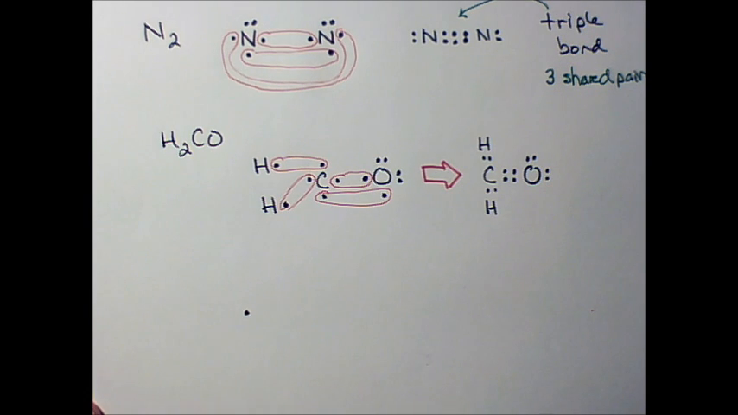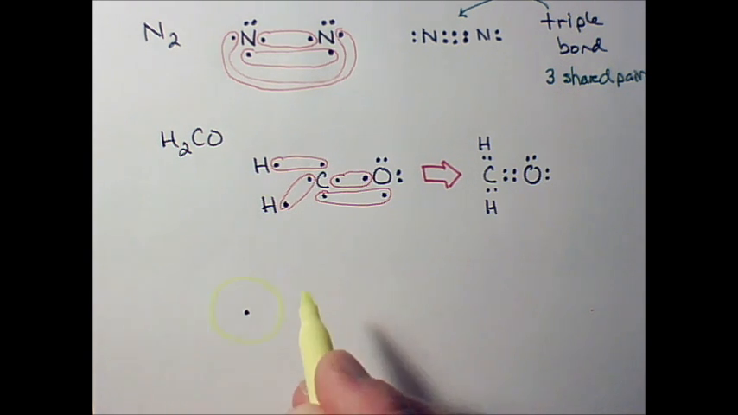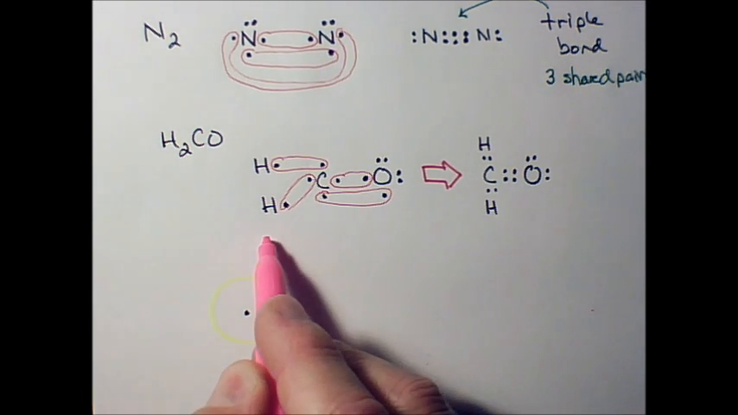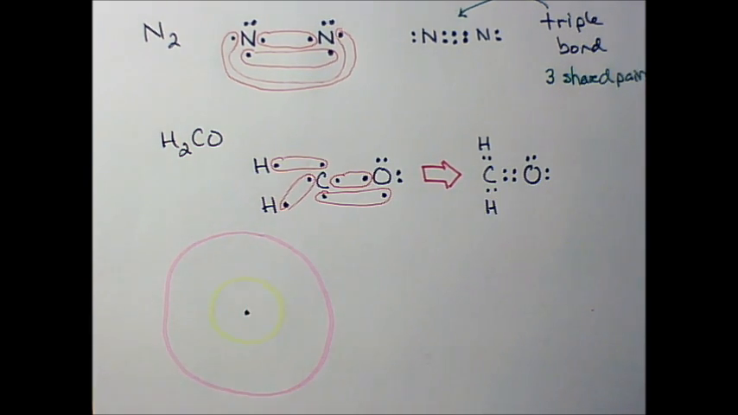Recall when we were doing the shape of the orbitals in a molecule, the first primary level only had an s sublevel, and the s orbital was a sphere. Then, when we got to the second primary level, we had both s and p orbitals. The s orbital, again, is a sphere, but our p orbitals were double balloon shapes.